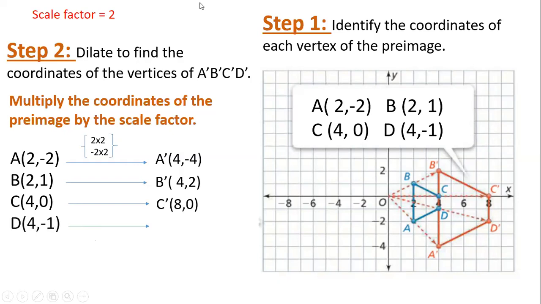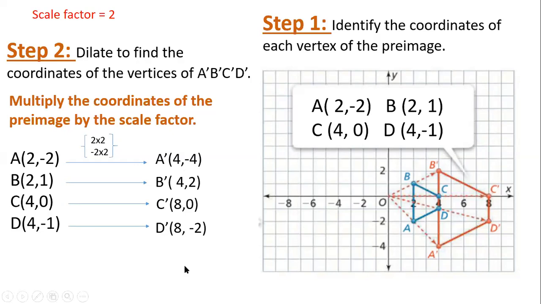For the last point now, D, 4 and -1. Yes, Yashog. What are going to be the coordinates of D prime? It's going to be 8 and -2. Very good. Okay, what do you think now? What's going to be the coming step? We find A prime, B prime, C prime, D prime. What to do now? Plot them.